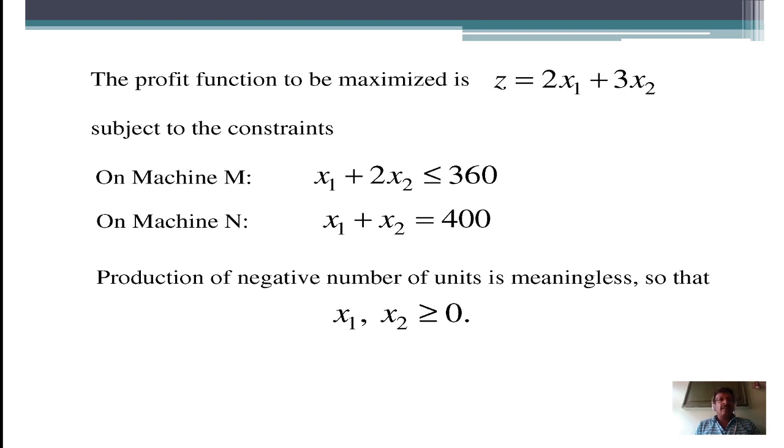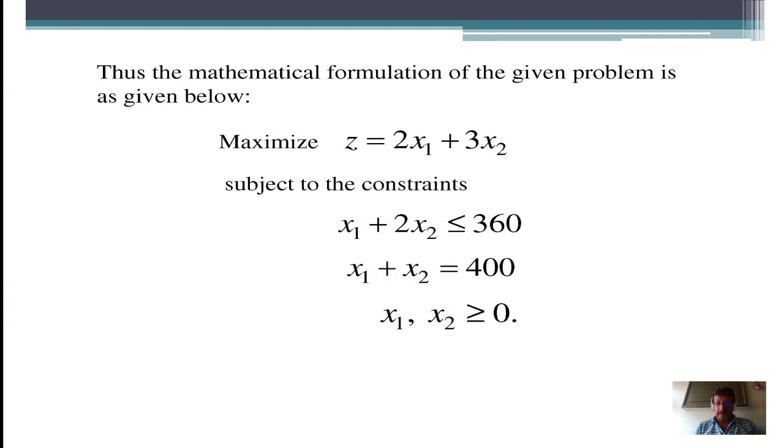So here the profit function is z = 2x1 + 3x2, subject to the constraints x1 + x2 less than or equal to 360 and 2x1 + x2 less than or equal to 600. Typographical error here: instead of 400, replace with 600. The production of a negative number of units is meaningless, so we have x1, x2 greater than or equal to 0. So this is our mathematical formulation of the problem.